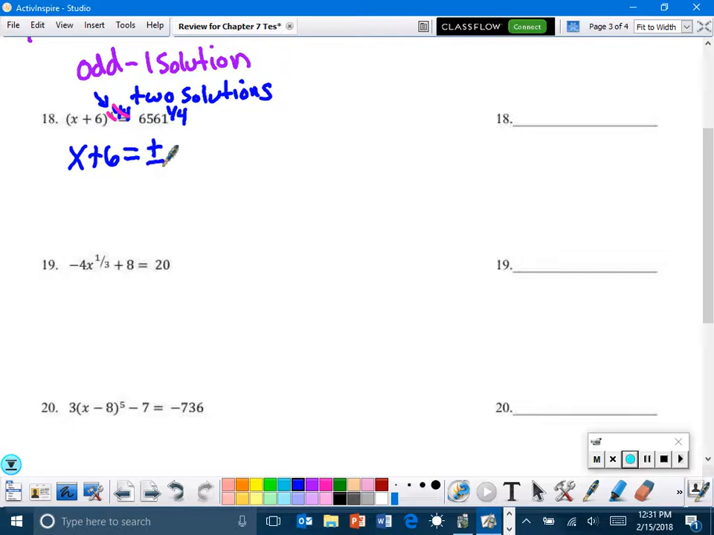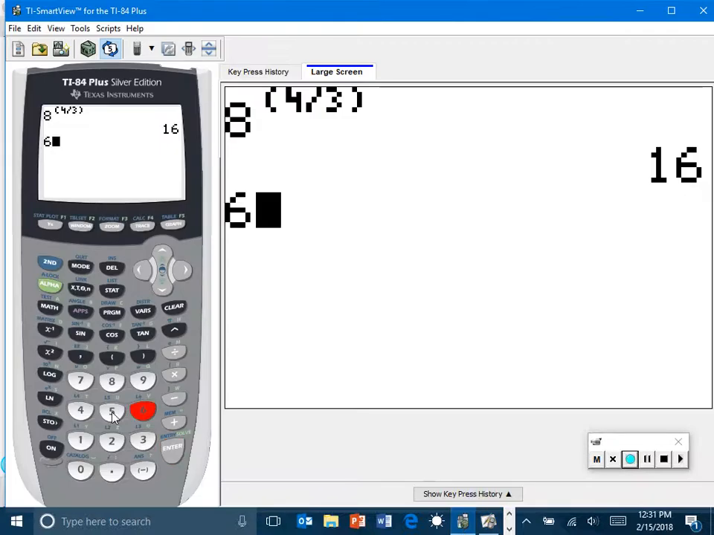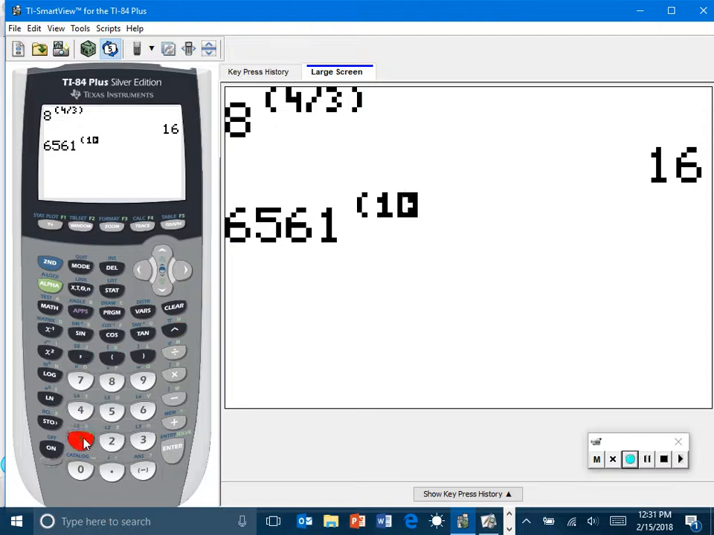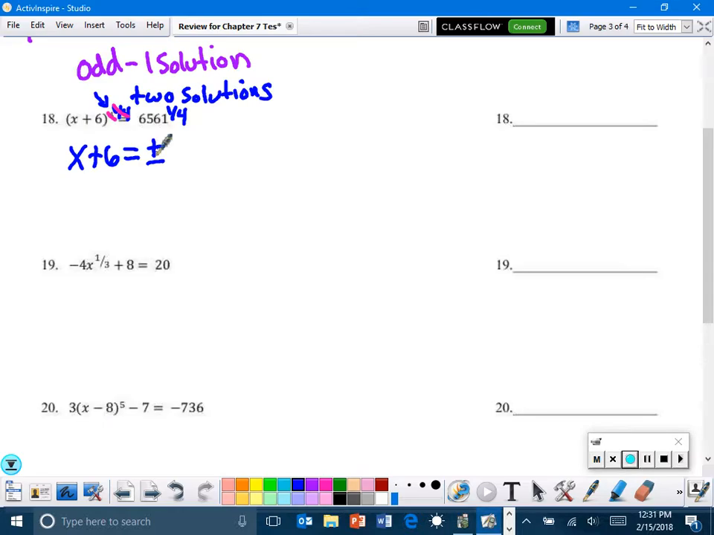plus or minus. All right, calculator time, 625 raised to the 1/4 power. 9. So it's plus or minus 9. All right, we're not done yet.